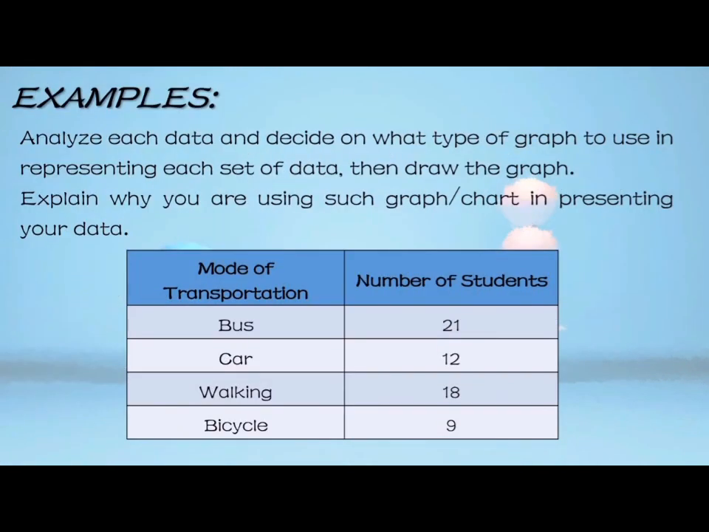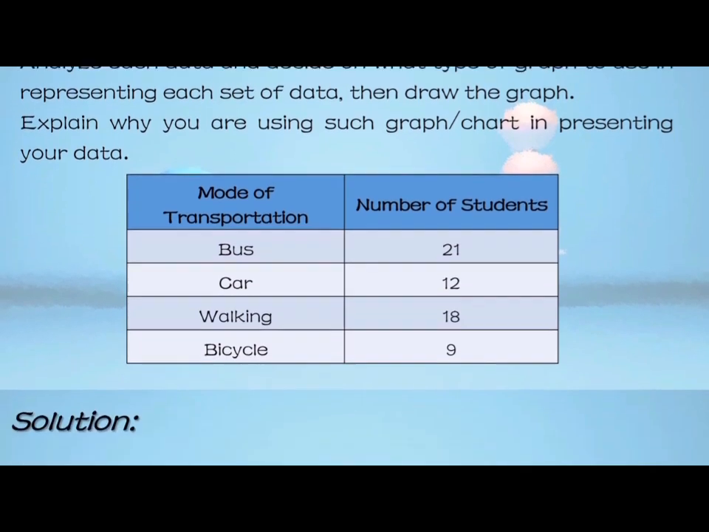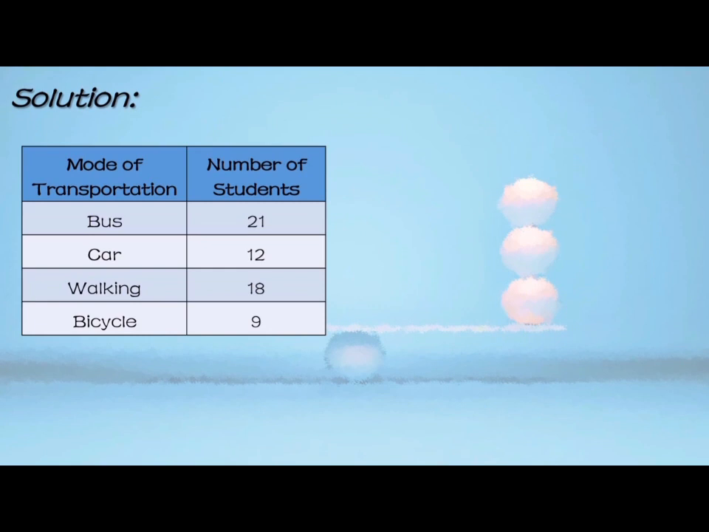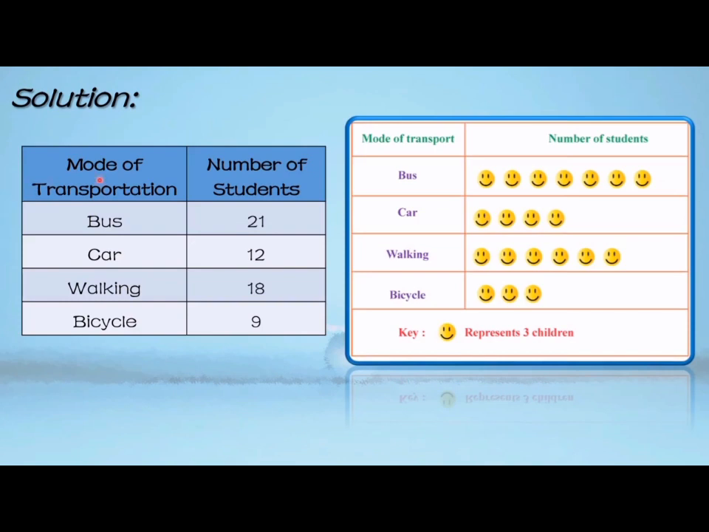Another example is the mode of transportation of students. Pwede natin itong gamitan ng pictograph. Dito, i-represent natin ang number of students using smiley na kung saan ang bawat smiley ay katumbas ng 3 estudyante. Sa bus, nakalagay sa number of students ay 21. So, 21 divided by 3 is 7. Kaya tayo magdodrawing ng 7 smileys.